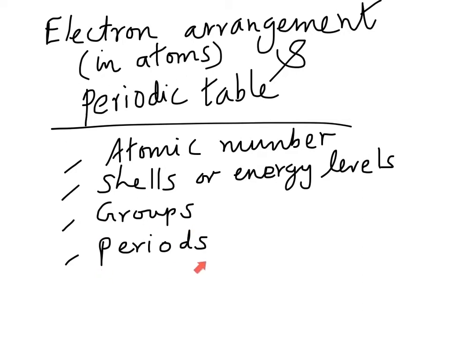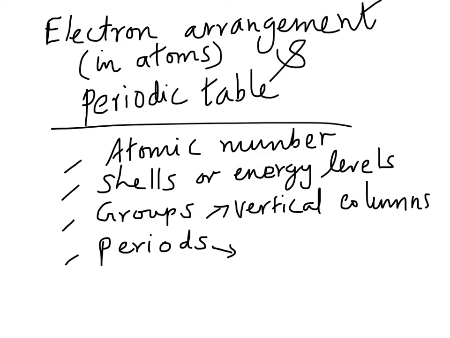Groups and periods are descriptions of the rows and columns in the periodic table. Groups refer to the columns in the periodic table, top to bottom, the vertical lines, and the periods refer to the horizontal lines, the left to right rows, the rows and rows of elements. So groups are the vertical columns, and the periods are the horizontal rows.